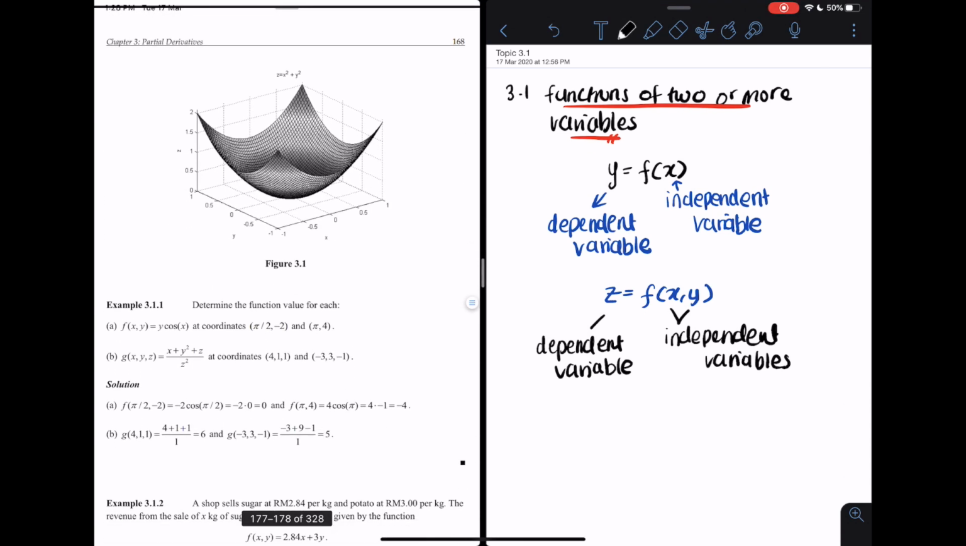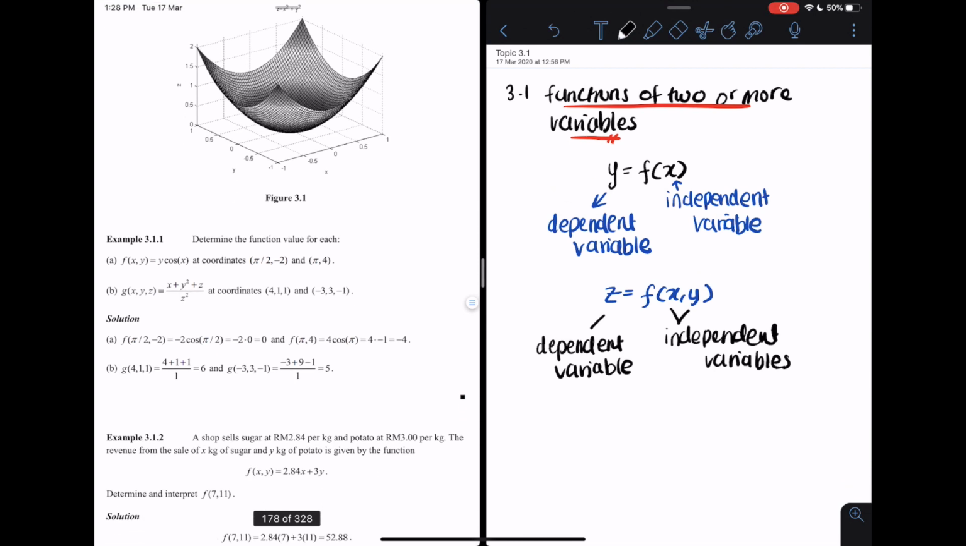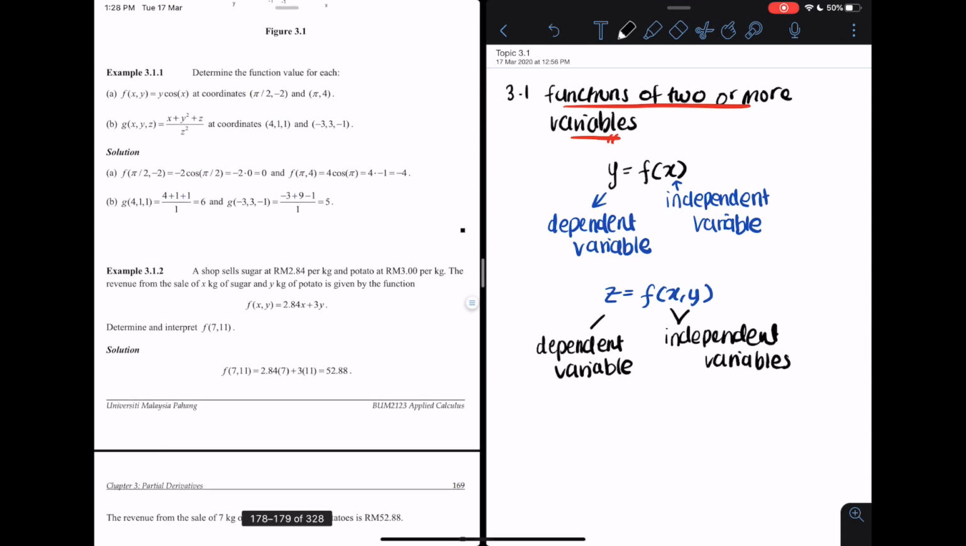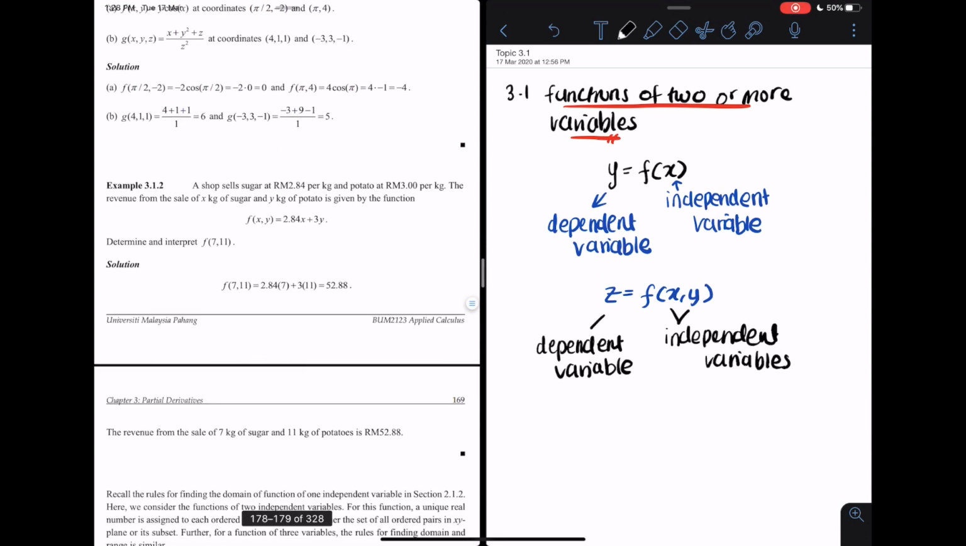As you can see on the next page, these are types of basic examples to explain about how to evaluate multivariable functions. So for question A, that is a function depending on two variables such as x and y. So I think you can go through this example on your own. Meanwhile, for example 3.1.2, this is a type of situation or real world problems that can apply concept of functions of two or more variables.